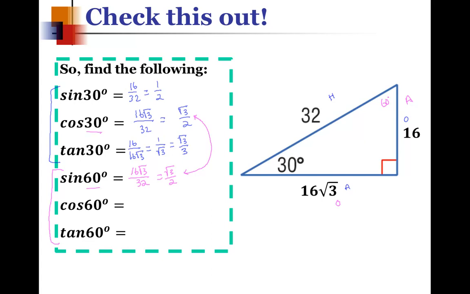What about the cosine of 60? It's going to be adjacent over hypotenuse, so 16 over 32, which is 1/2. Whoa, who would have thought? That's the same as the first one we did, the sine of 30. What about the tangent of 60? Opposite over adjacent, 16 root 3 over 16 is just going to give us root 3.